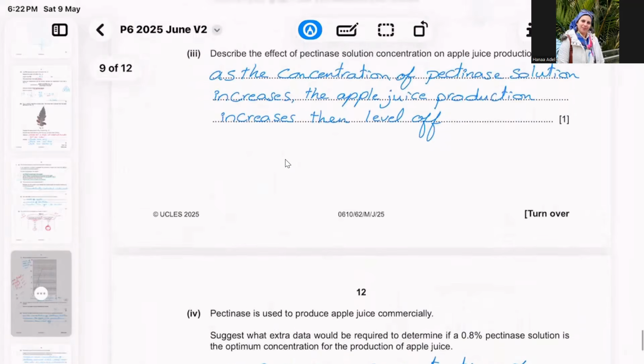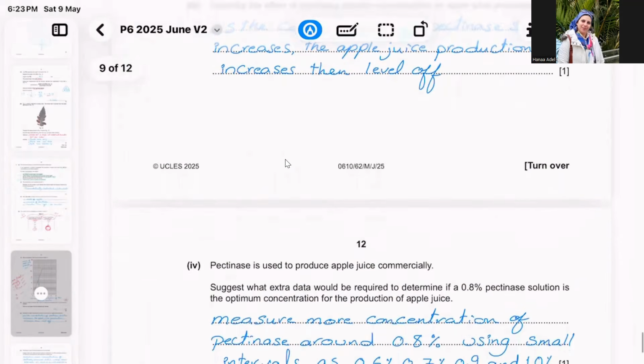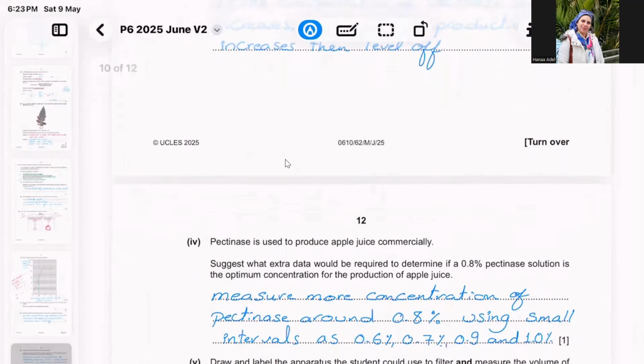Pectinase is used to produce apple juice commercially. Suggest what extra data would be required to determine if 0.8% pectinase solution is the optimum concentration for the production of apple juice. If you'd like to know whether this is an optimum or not, we have to take small intervals around the 0.8 to be sure whether 0.8 is the optimum one. Maybe yes and maybe no. So measure more concentrations of pectinase around the 0.8% using small intervals, such as 0.6, 0.7 before 0.8, and after 0.8 we can use 0.9 and 1 to be sure whether this is the optimum value or not.